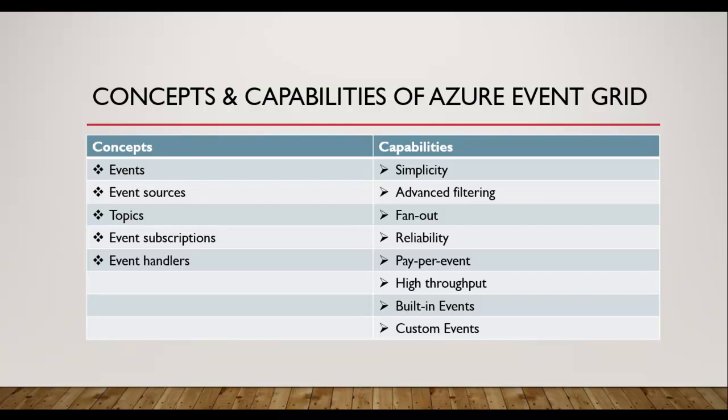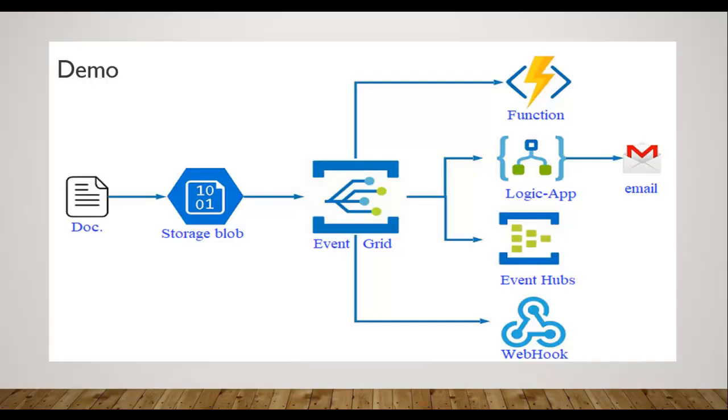High throughput: build high volume workloads on Event Grid with support for millions of events per second. Built-in events: get up and running quickly with resource-defined built-in events. Custom events: use Event Grid route and filter to reliably deliver custom events in your app. Now let's see a demo.